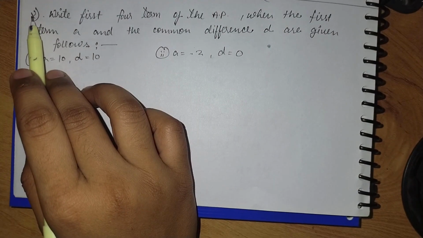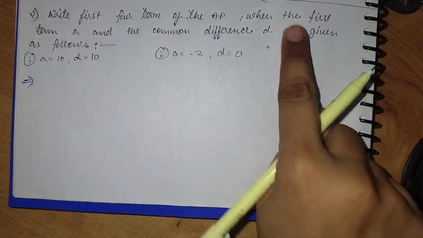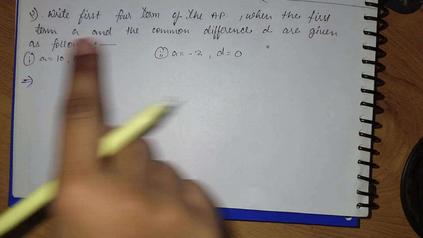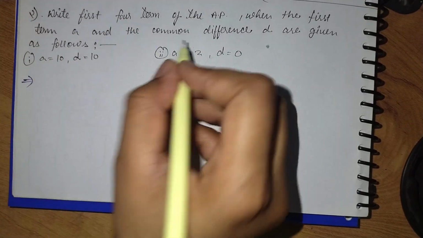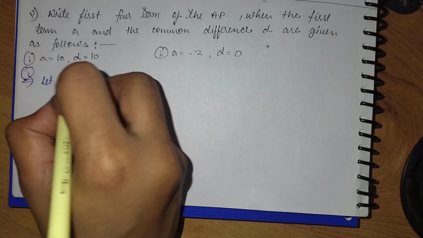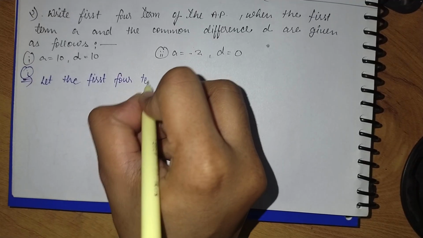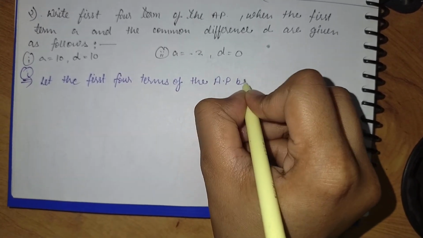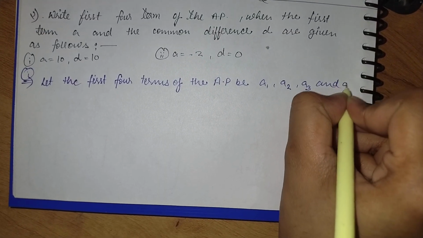Now let us solve Question number 2, first and second parts. Here we have to find the first four terms of the AP when the first term A and the common difference D are given as follows, where A is 10 and D is 10. So to write the first four terms of the AP, let the first four terms of the AP be A1, A2, A3 and A4.